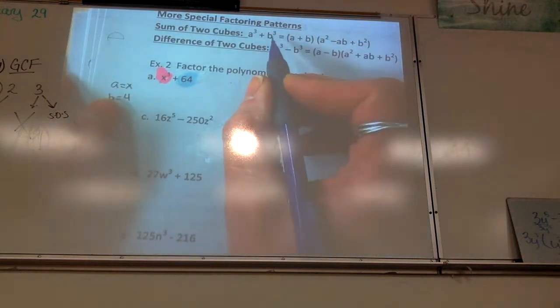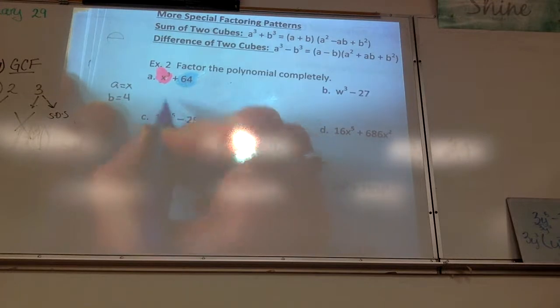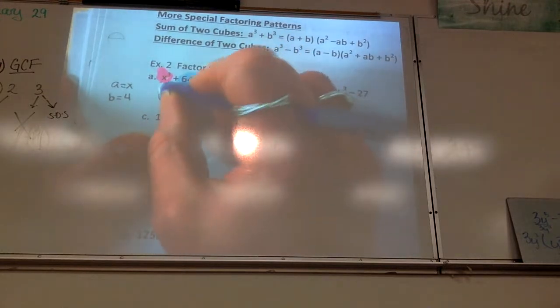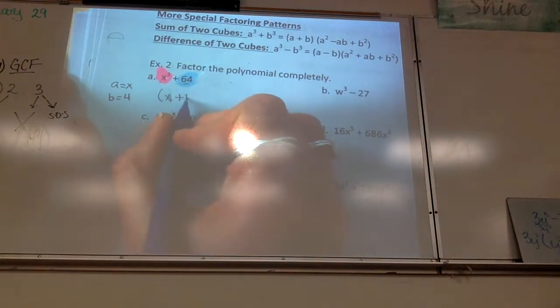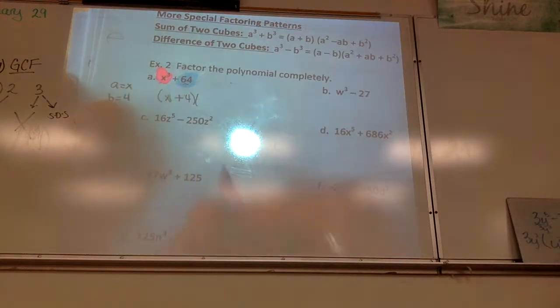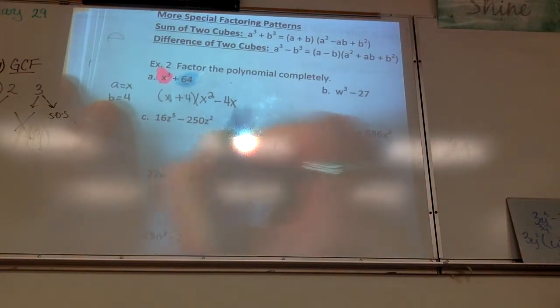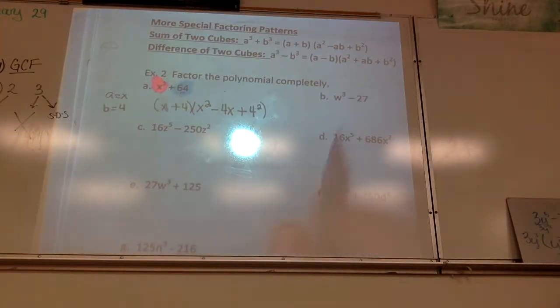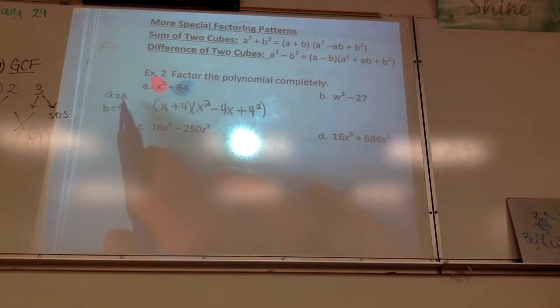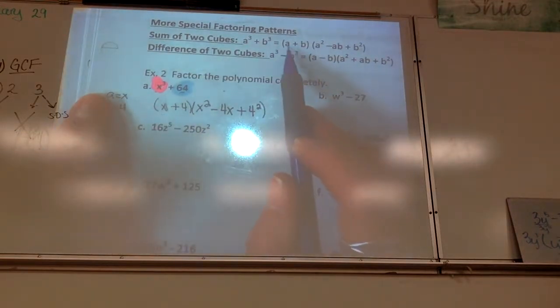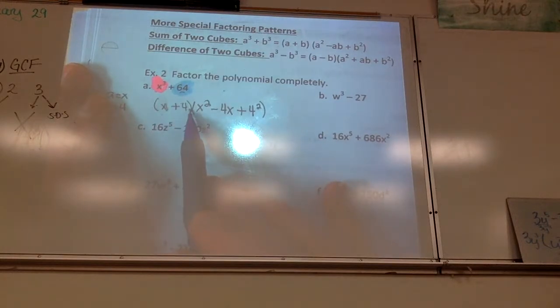All right, so going with the sum. So it's X plus 4, because our A value is X. X plus 4, parentheses, X squared minus 4X plus 4 squared. So once you have your A and B values, it's really simple pattern. A, then B, then A squared, A times B in the middle, and then B squared on the end.